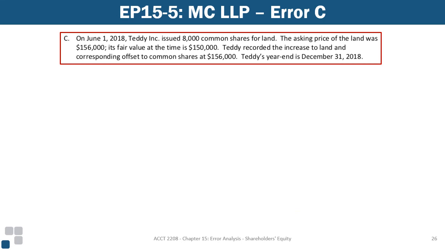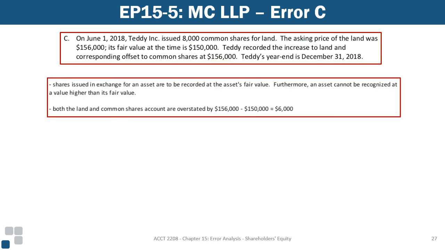All right, error C. This time a different client, Teddy, issues 8,000 shares for land. The asking price of the land is $156,000, but the value at the time is $150,000. And Teddy recorded the increase to land and the offset to common shares at $156,000. And the year end is December 31st, 2018. What did they do wrong here? Well, the hint I'm going to give you is it's related to the value used.